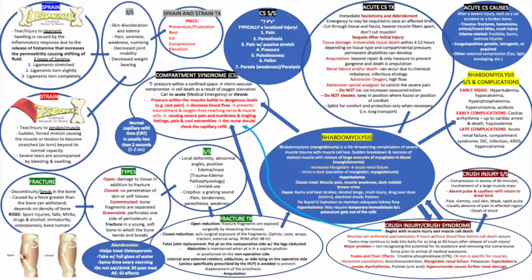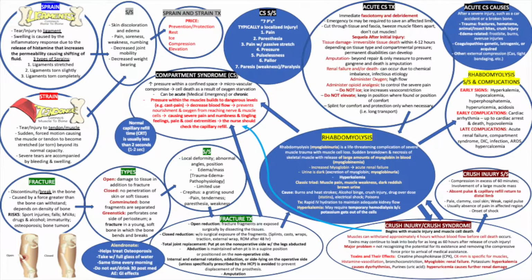With strains, it is about tendons and your muscles. So it's a tear to your tendon or your muscle, and tendons connect muscle to bone. And they are typically caused by a sudden forced motion that results in the tendon or the muscle becoming stretched beyond its normal capacity. Severe tears are accompanied by bleeding and swelling.